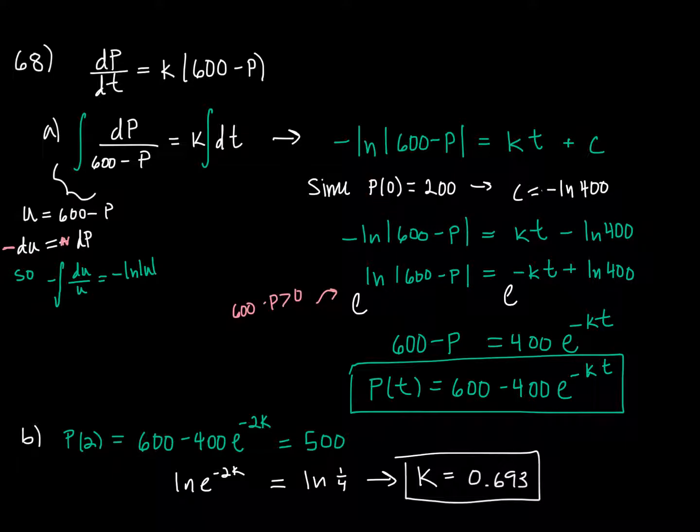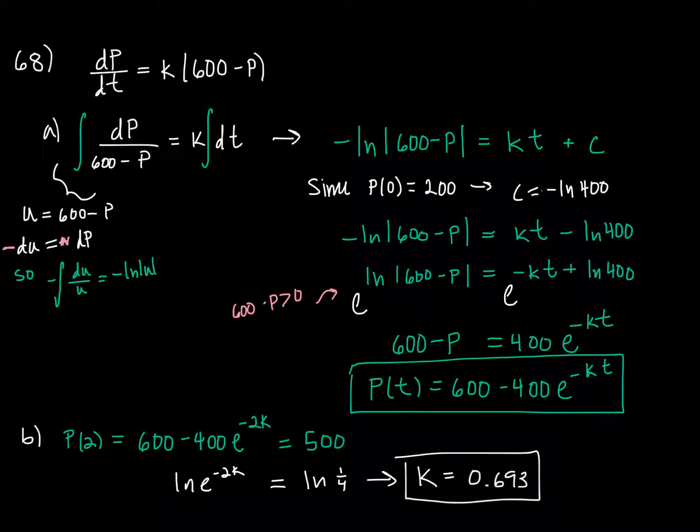All right, want to point out a couple of things here. It's important to note that we multiplied by a negative. That's a good thing to be able to do, and also to understand why 600 minus p is always going to be positive. You can look to your differential equation to see if it'll ever be possible for p to start at 200 and pass 600. And since it isn't, you can say that 600 minus p will always be positive.